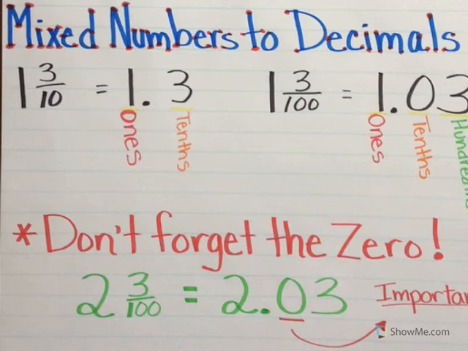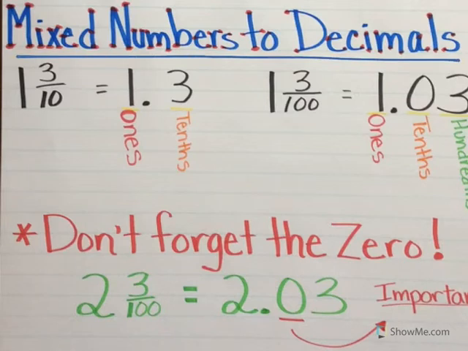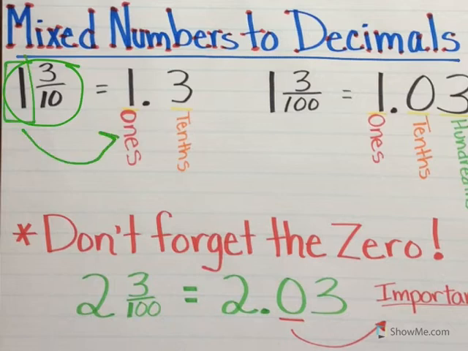So thinking about our place value chart, we are going to change mixed numbers to decimals. So if we have the mixed number 1 3/10 and we change it to a decimal, we're going to take that mixed number apart. We have 1 whole, so it's going to go to our ones place. And then we have the fraction 3/10. That literally means in our tenths place, we have 3.